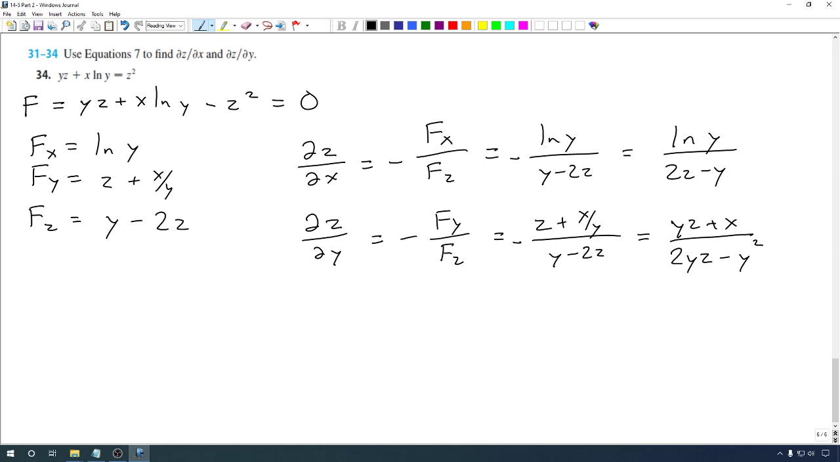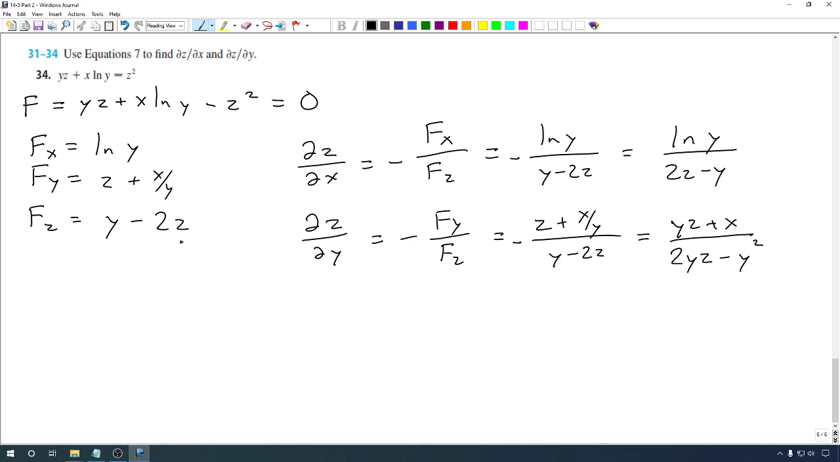And there we go. Those are our derivatives of z with respect to x and y, this implicitly defined function. Now, of course, where it breaks is if f sub z is ever equal to 0. So whenever y is equal to 2z, this doesn't work. But why does it break there?